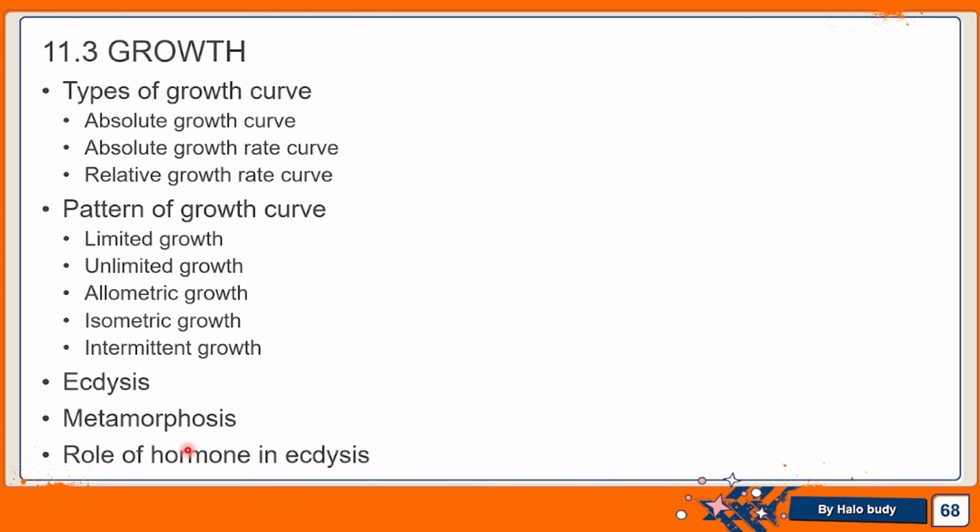Okay. So that's all about this chapter. This chapter is quite long compared to the previous chapter because it contains four main topics. So yeah.